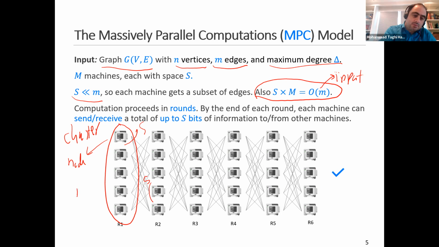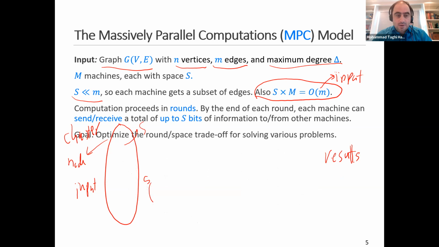So here we are giving the input, and here we have the results. So we have the input, we have the results, and what is the goal? The goal is to optimize the number of rounds.